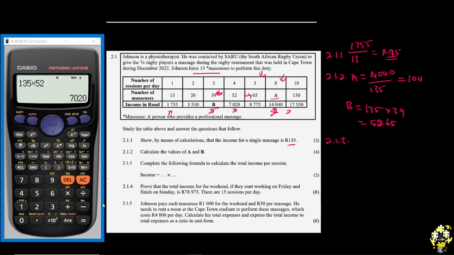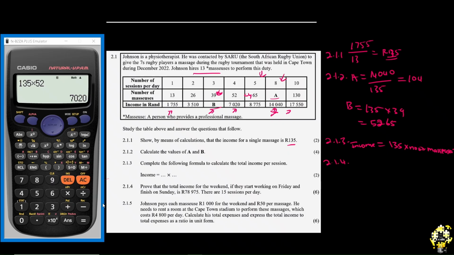Complete the following formula to total income per session. By now we know. Income, by now we know it's going to be 135, the amount that these human beings are supposed to pay for a single massage, multiplied by the number of massages, which supposedly it's called masseurs or masseuses. Yes. Don't look at me. You also see the name. Pronounce it yourself. Human being. What's wrong with you?